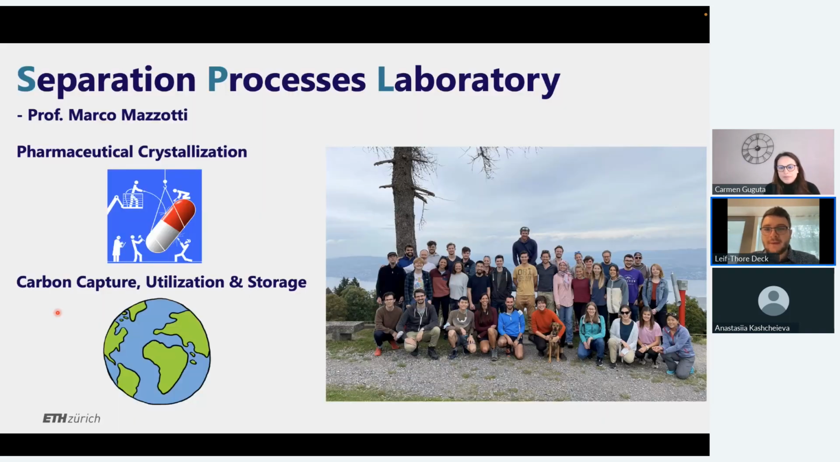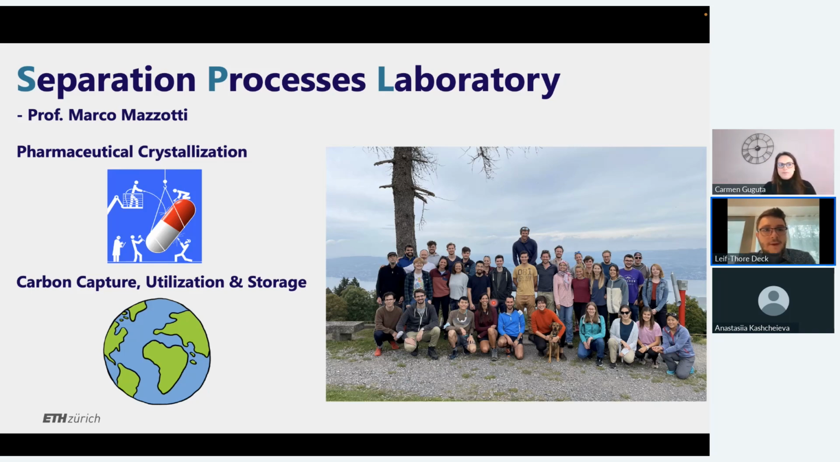Let me start by giving a bit of background information. I'm a doctoral student in Professor Marco Mazzotti's lab at ETH Zurich, which is called the Separation Processes Laboratory. The research group is on the one hand a very big group. You see here 30 people or so. We typically have 15 to 20 doctoral students and then the same number of master students as well.